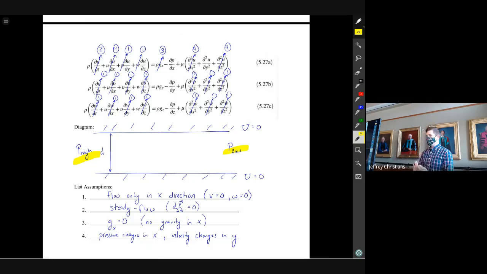So we can think of it, we have these two parallel plates and we're pushing fluid through in between them. Right, and we're using pressure to do that pushing. So both the top plate and the bottom plate are stationary. We're forcing fluid in between, and we're trying to look at what the fluid in between those plates looks like.